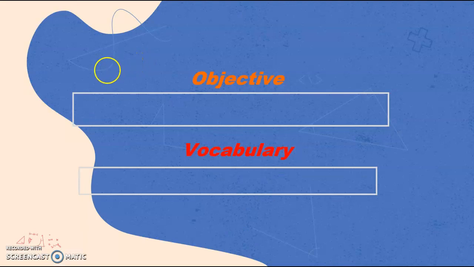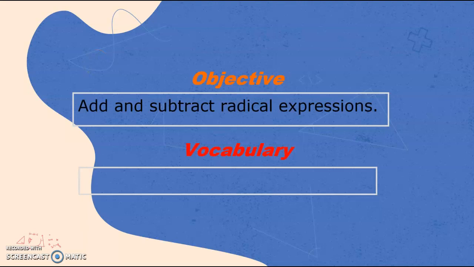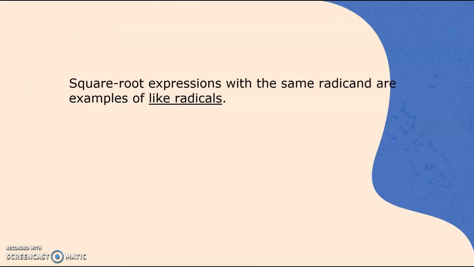So ang objective natin sa ating video na to is to add, of course, add and subtract radical expressions. So why is it that we put them together, yung addition at subtraction? Since yung concept nila is similar lang, no? It's just the addition and subtraction. And then the vocabulary is you need to know about the like or the unlike radicals. So first, let's have a short recall on like radicals or what are unlike radicals.